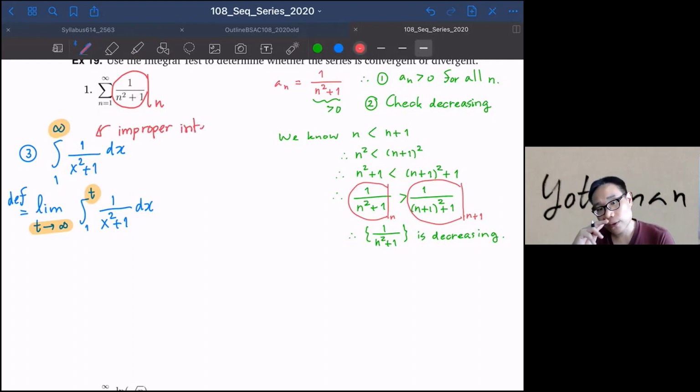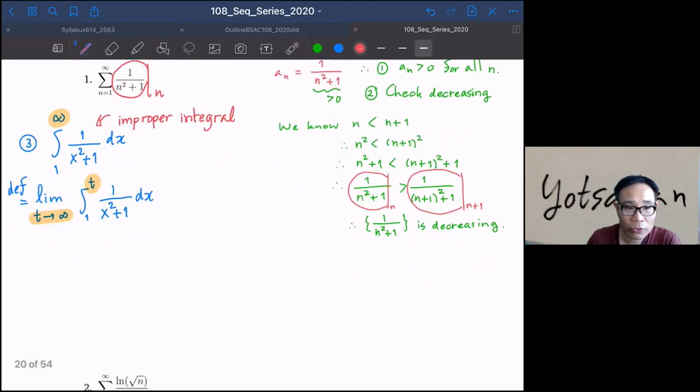If you don't recall, try to go back to the previous clip on Calculus 1 on this topic, and it's going to help you recall this. You only need type 1. So this one is going to be a type 1 improper integral.